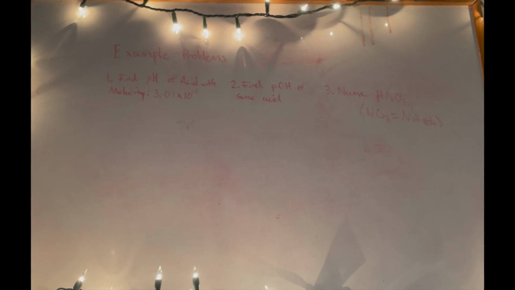So to start off our first problem, we need to find negative log of 3.07 times 10 to the negative 5th. Remember, because it is 10 to the negative 5th, that likely means it will be an acid, since it has a stronger concentration. And on the pH scale, it would be closer to the acid side. So for that, our answer would be 4.512. And rounding, it would be 4.51.